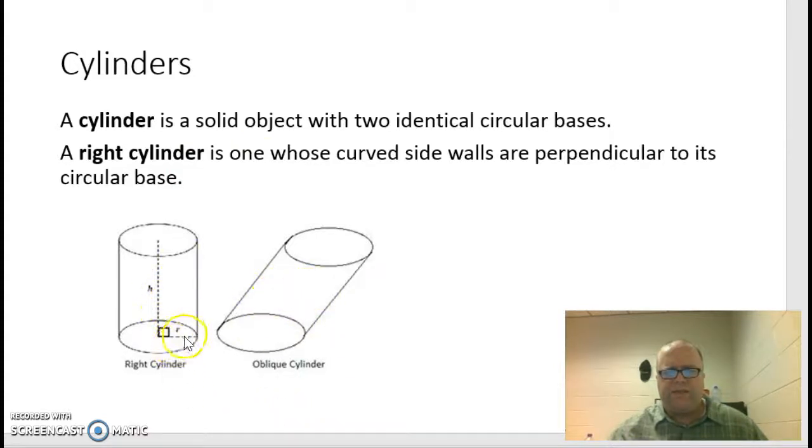A right cylinder is when the sides of it are perpendicular to the base, as you see in this first cylinder here. And a non-right cylinder, or an oblique cylinder, is one where the sides are not perpendicular to the base. They do not meet at a 90-degree angle.